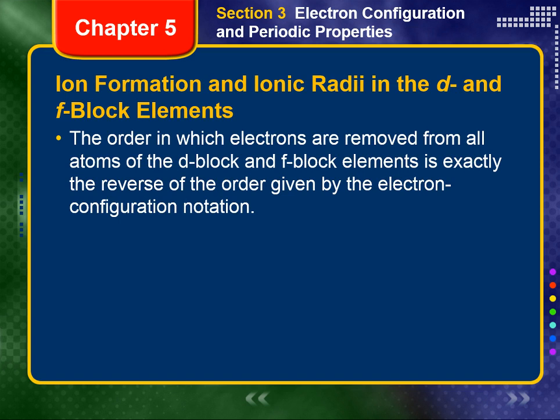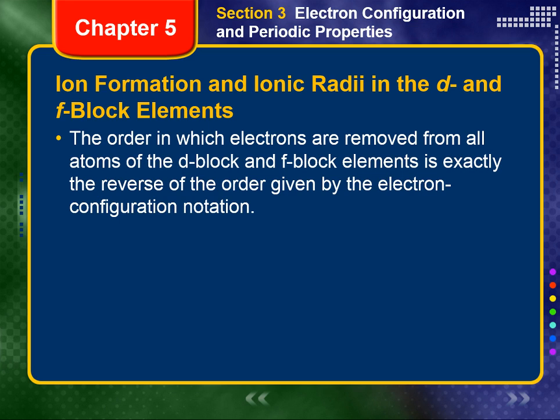Ion formation and ionic radii. The order in which electrons are removed from all atoms of the D block and F block elements is exactly the reverse of the order given by the electron configuration notation. In other words, electrons in the highest occupied sublevel are always removed first. For the D block elements, this means that although newly added electrons occupy the d sublevels, the first electrons to be removed are those in the outermost s sublevels.